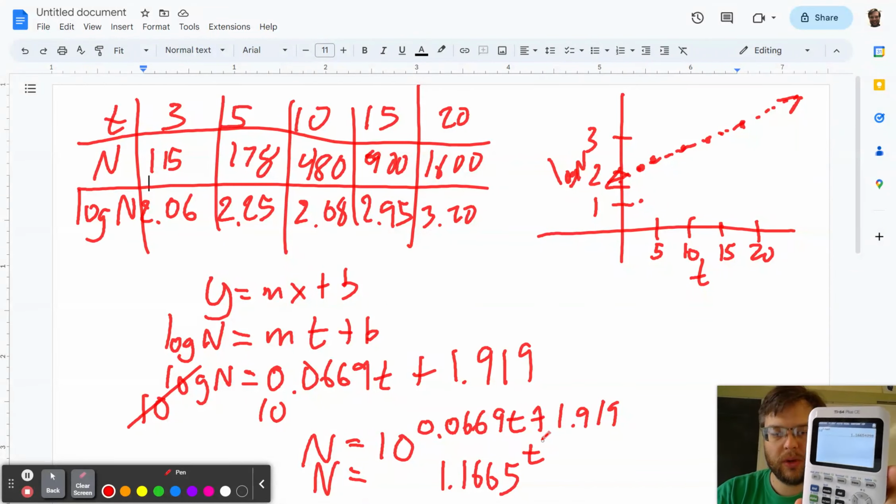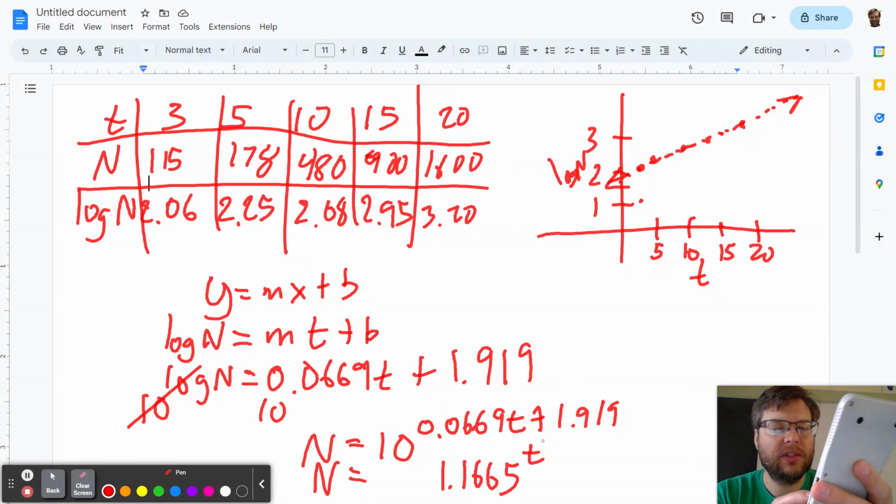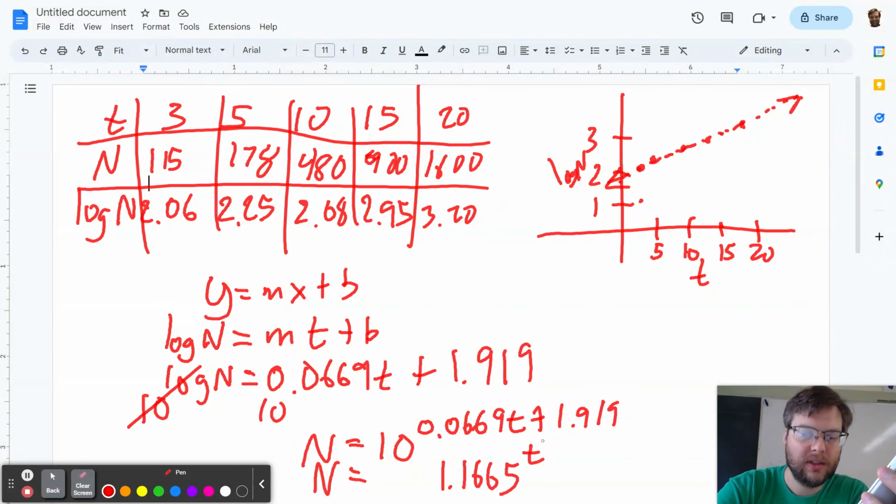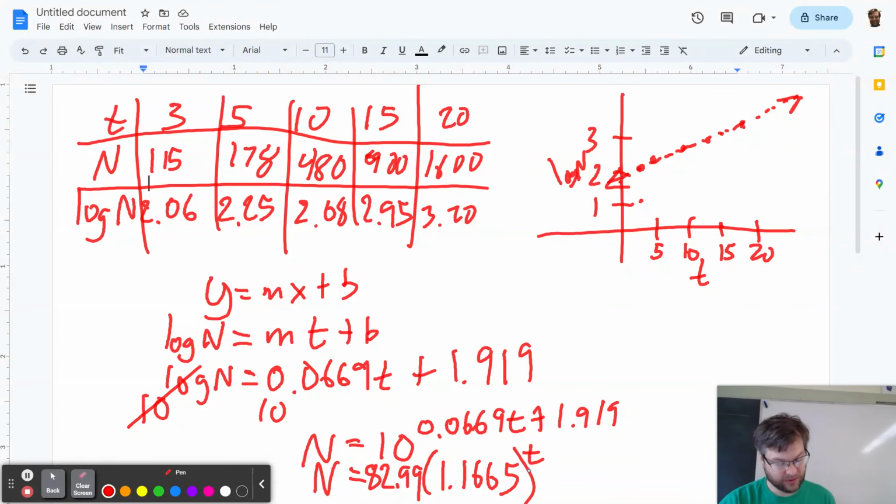Now what do I do with the 1.919? I go 10 raised to the 1.919, and that gives me 82.9899. So I have 82.99 times 1.1665 to the t. And so that right there is an exponential model that should model the data pretty well.